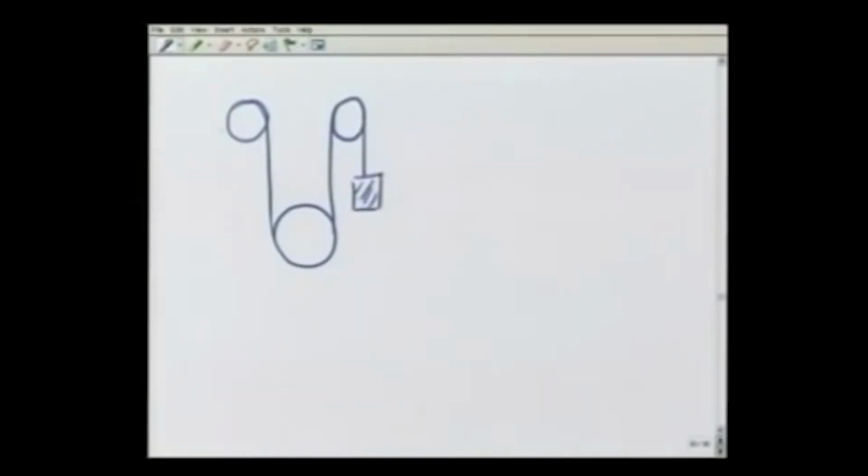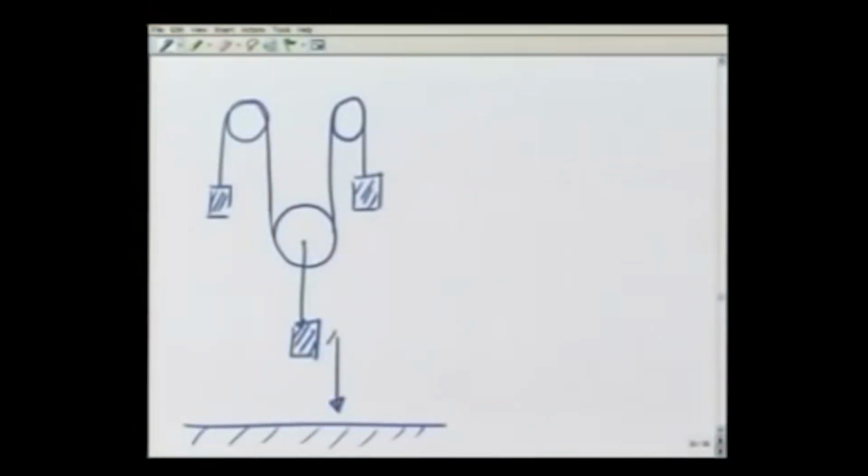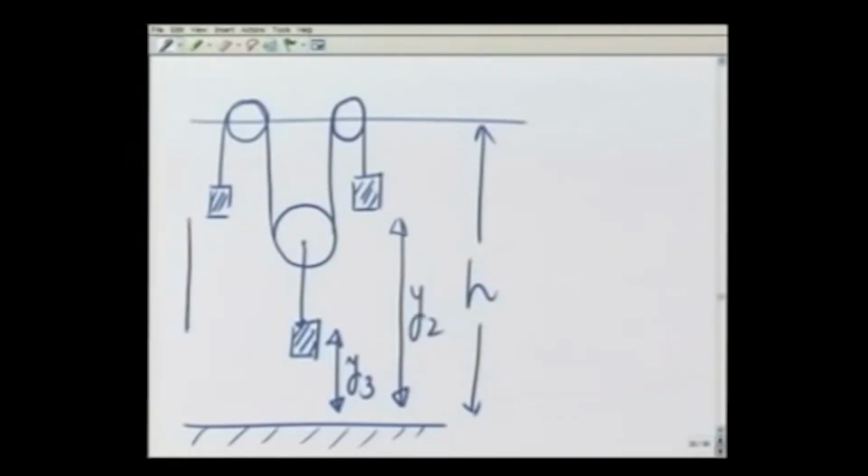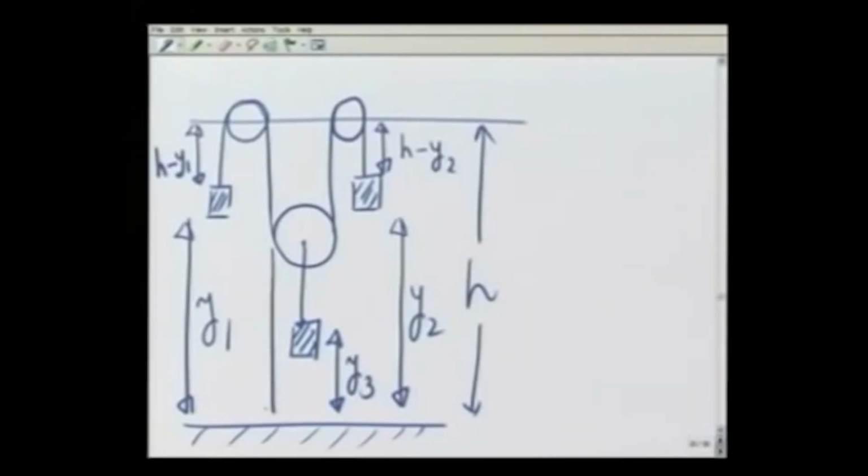Where I will now take the constraints into account, that the lengths of both the ropes are fixed. So this is y3, these were at height h from the ground, this is at y2, this is at y1. So let us see what are different distances involved. This is going to be h minus y1, this is going to be h minus y2, oh this is yp, I need that also. This is going to be h minus yp, and so is this.